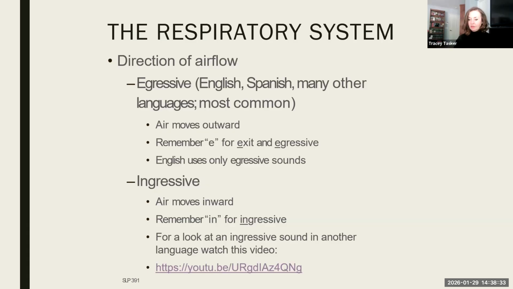So there's a video here if you're interested in watching it. There's some Scandinavian countries who have a sound that's ingressive, and it's to signify that you're listening to someone or that you agree with them. So it's entertaining. You can watch that. There are other countries who also have ingressive sounds. I think that your text mentioned that there's clicks in some African languages that might be on an ingressive breath. But for your purposes, you just need to know egressive because we're studying English phonetics here.